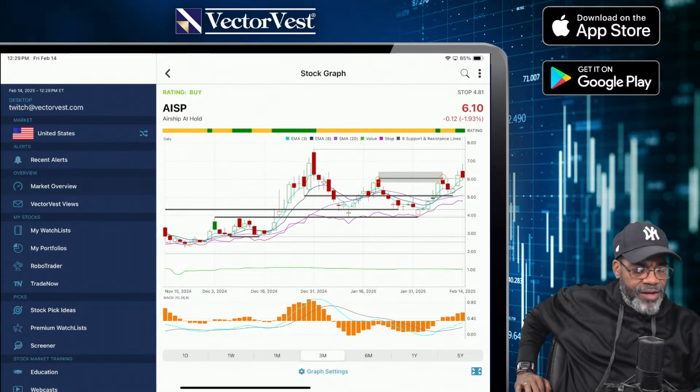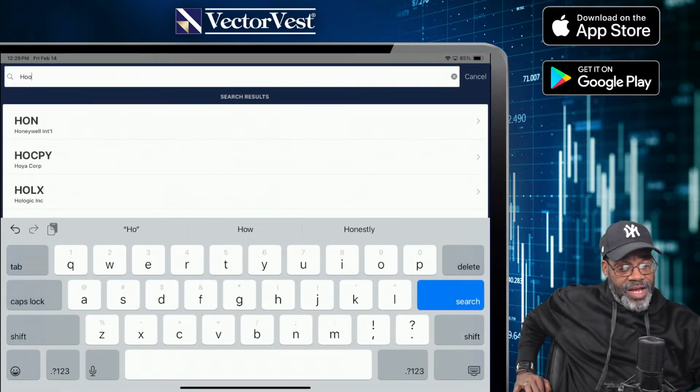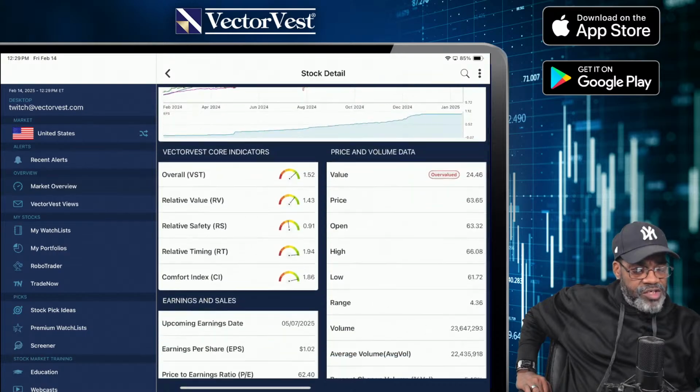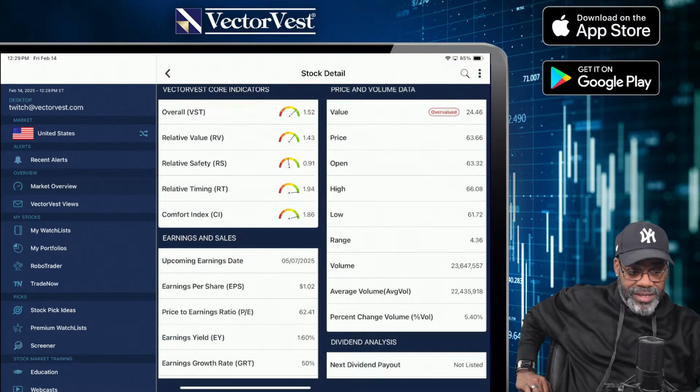The candle is down today. I'd like to see if it's an up candle on Tuesday before I go buy it. Hood. Let's go take a look at Hood. Hood I like. Look at that. RT and CI should both be above 1, and they are nicely.